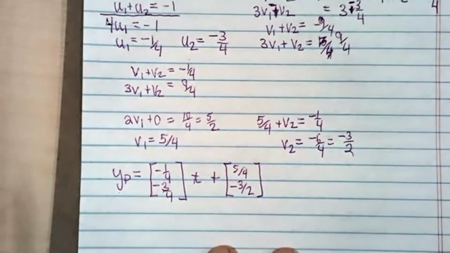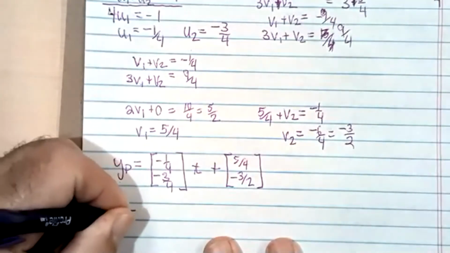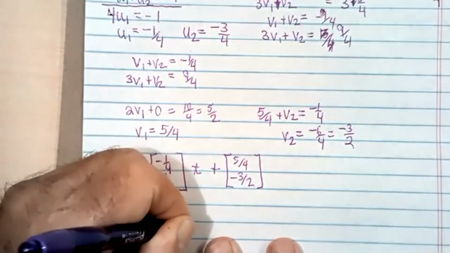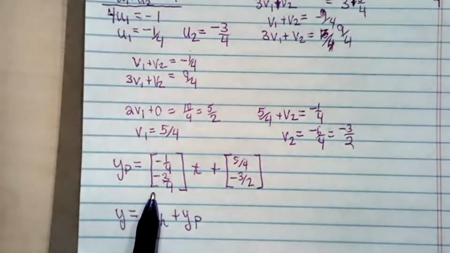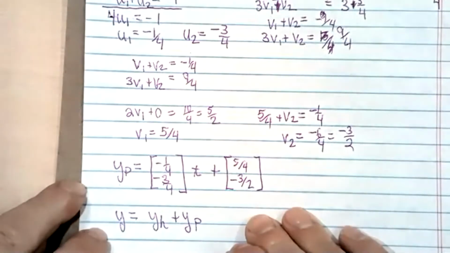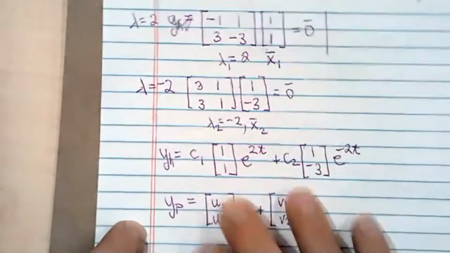Oh, I suppose I should say, just to make sure we're all on the same page, the general solution is the homogeneous solution plus the particular solution. This is the particular solution. The homogeneous solution is the one that we did first, and that's got the arbitrary constants in it. So there's YH.